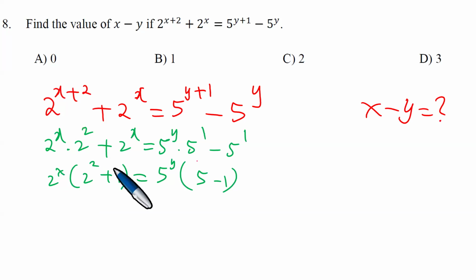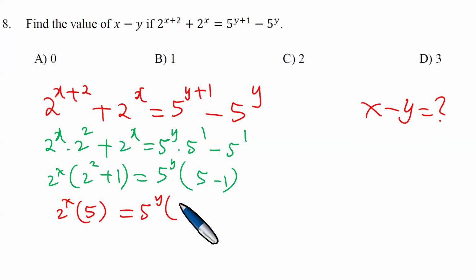But obviously, you need x minus y out of this. So let us see how we can get x minus y. So you have 2 to the power x. What is 2 to the power 2 plus 1? It's 5. Okay, good. And then it's 5 to the power y, and then 5 minus 1 is 4. I'm sure that this will be pretty close to the answer.